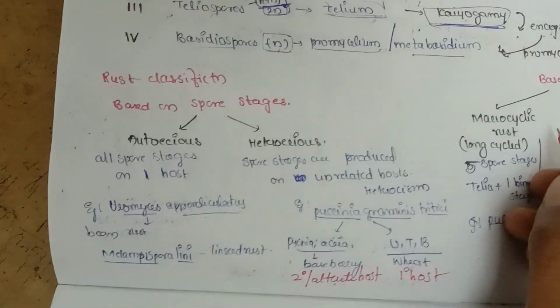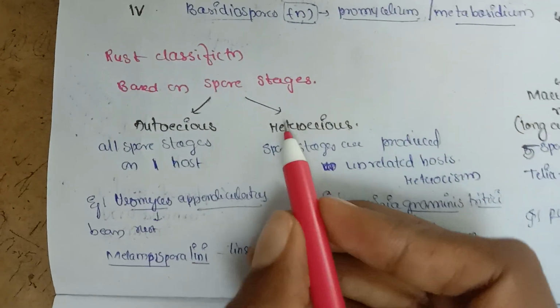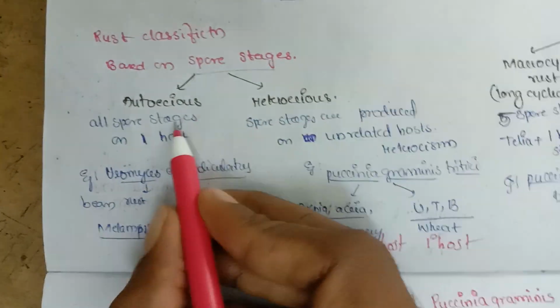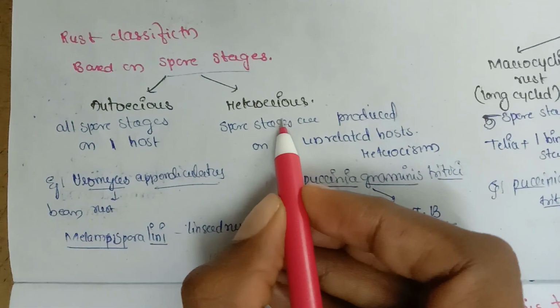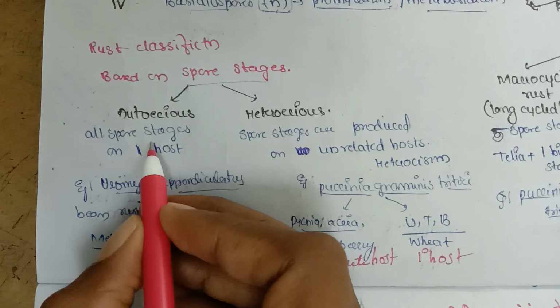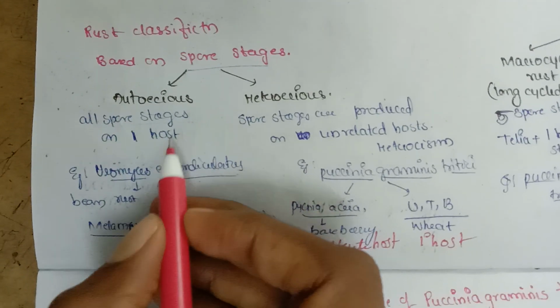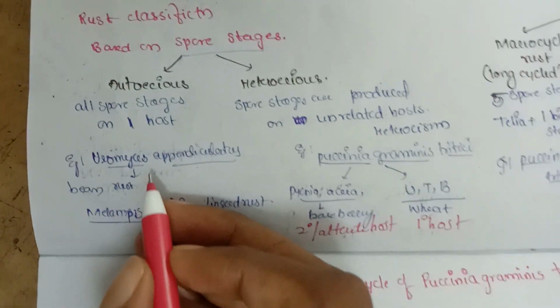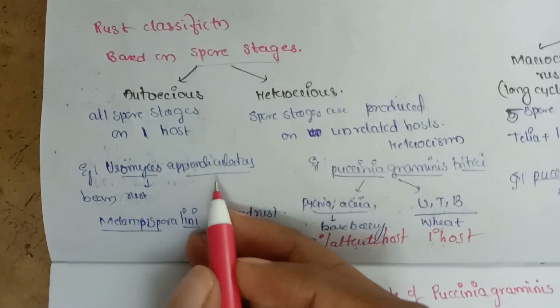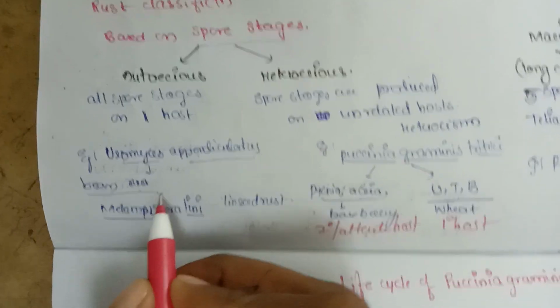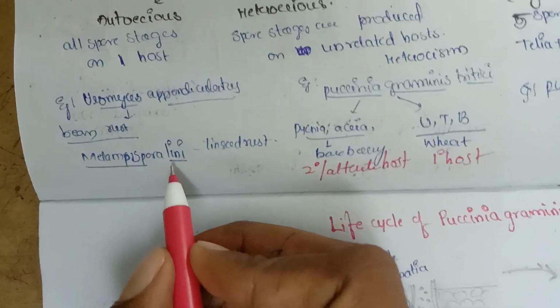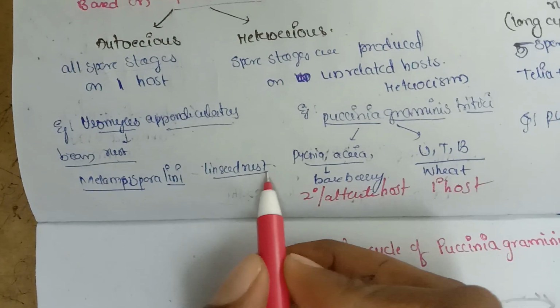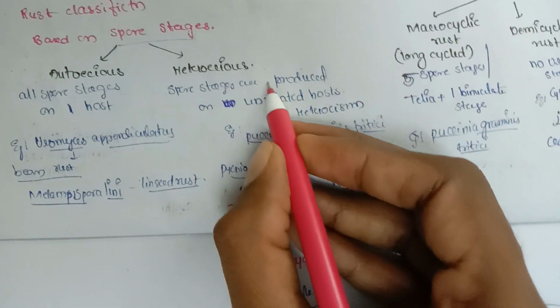And now let us know about the classification of rust. Based on spore stages, there are autoecious rust and heteroecious rust. Autoecious rust means it produces all the spore stages on a single host. An example for it is Uromyces appendiculatus, which is bean rust, and Melampsora, linseed rust.